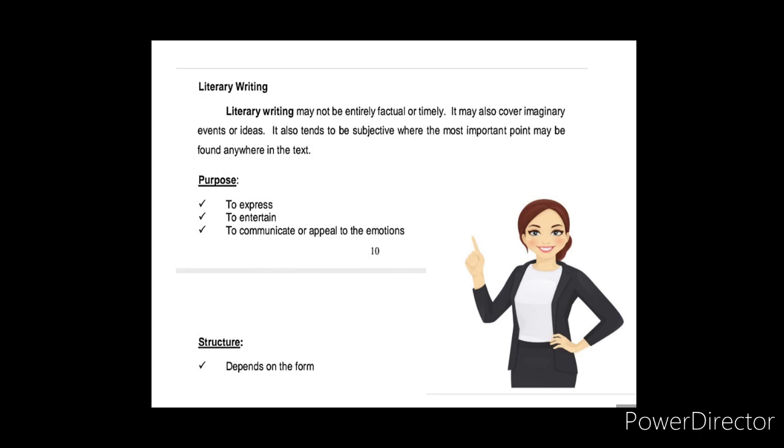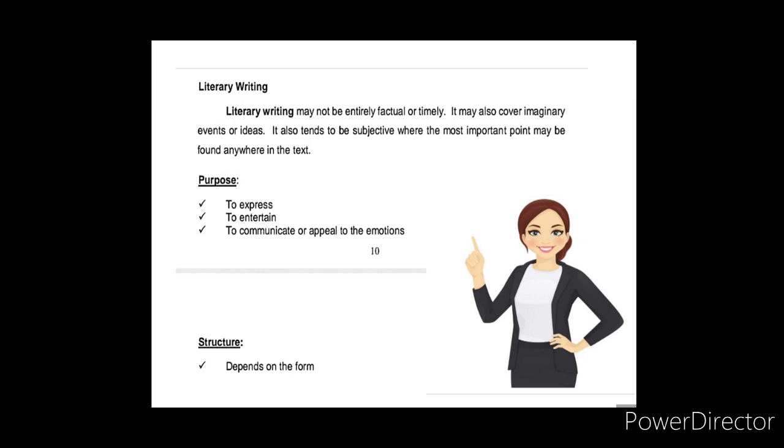We proceed to the last example or type of text or writing, which is called literary writing, from the word literature. Literary writing covers imaginary events or ideas. It tends to be subjective, where the most important point may be found anywhere in the text.